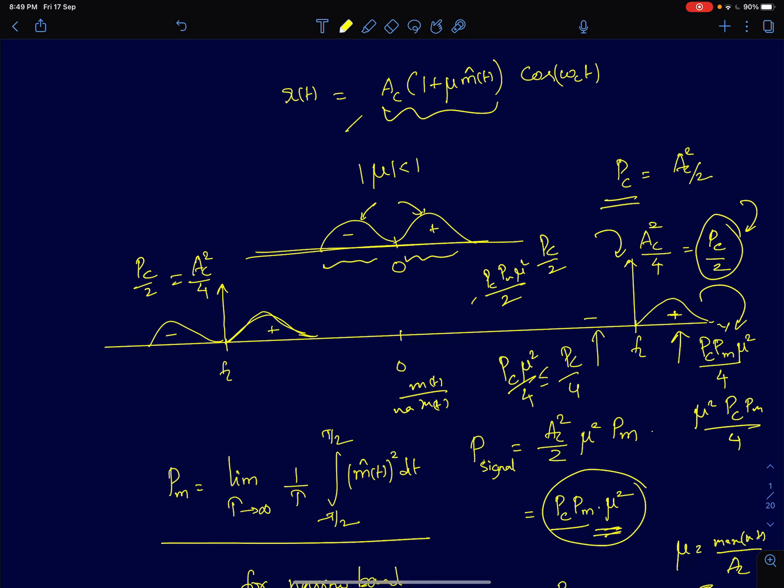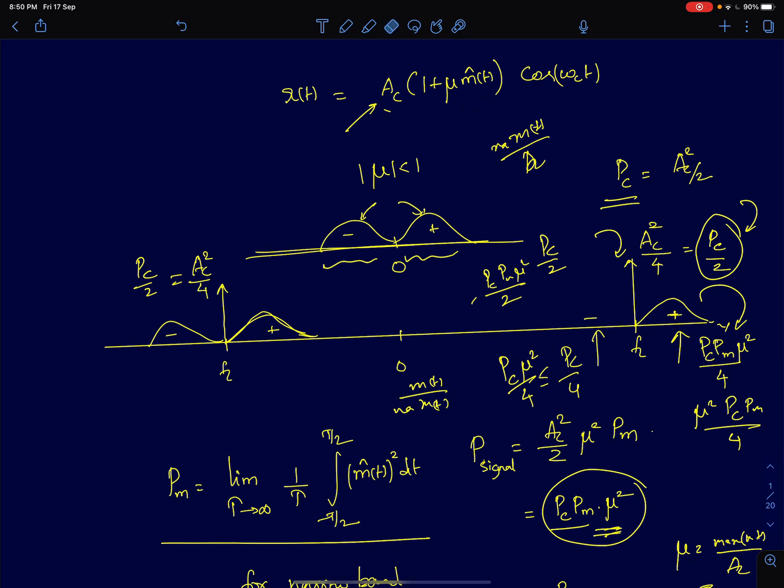I said AC here is the carrier amplitude, mu here is the modulation index, which is the ratio of the maximum excursion in the message signal, max of m of t, upon AC. So the modulation index tells you how much the message signal varies with respect to the carrier amplitude. And m hat of t here represents the normalized message signal, which is the message signal normalized to its maximum value, m of t upon max of m of t.